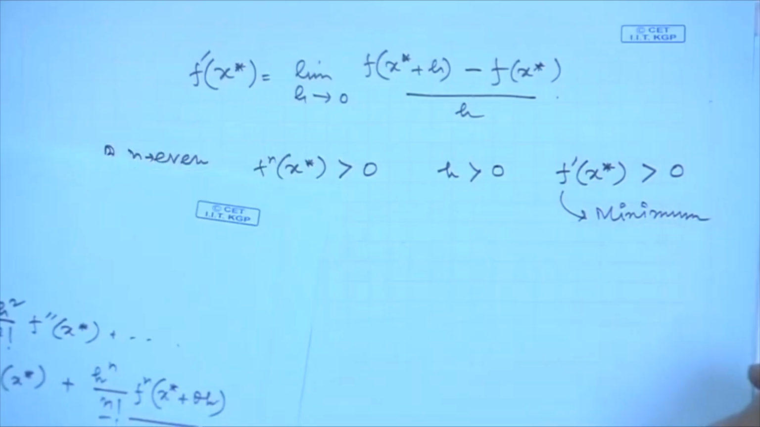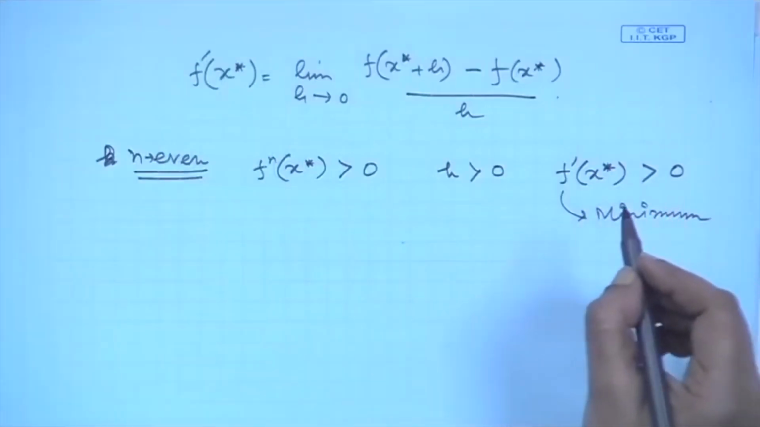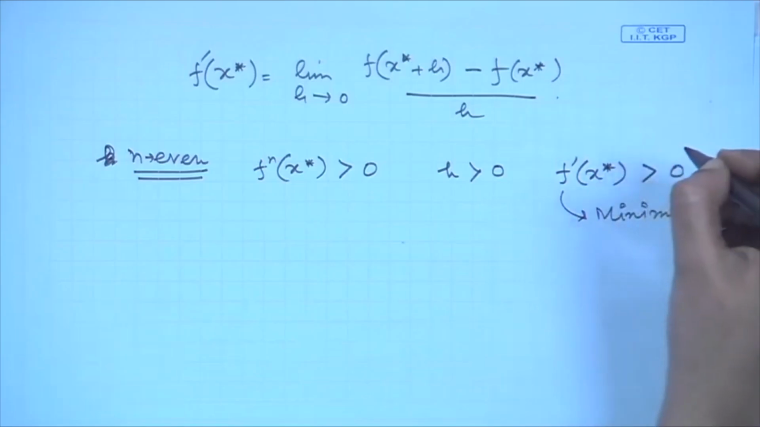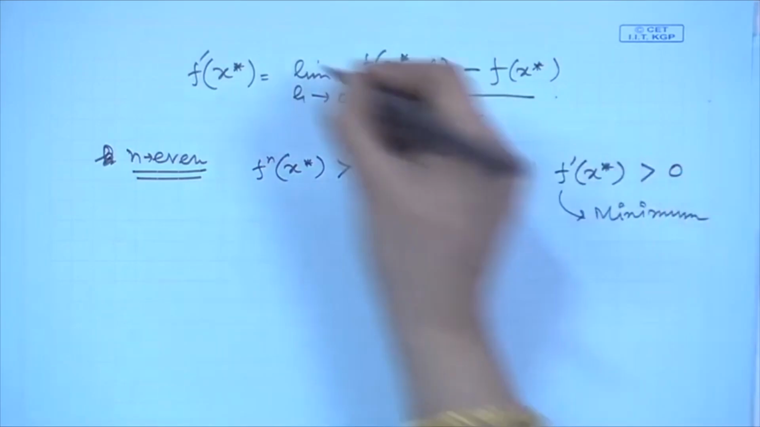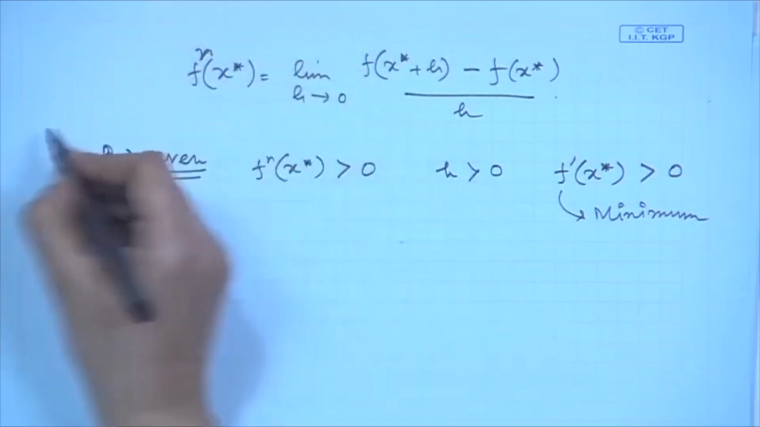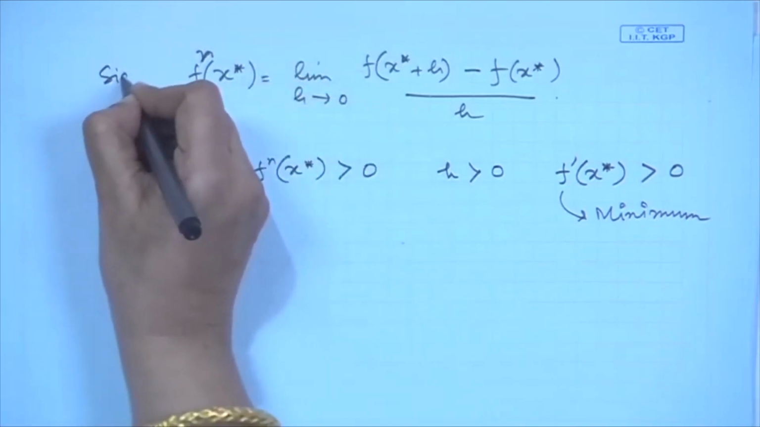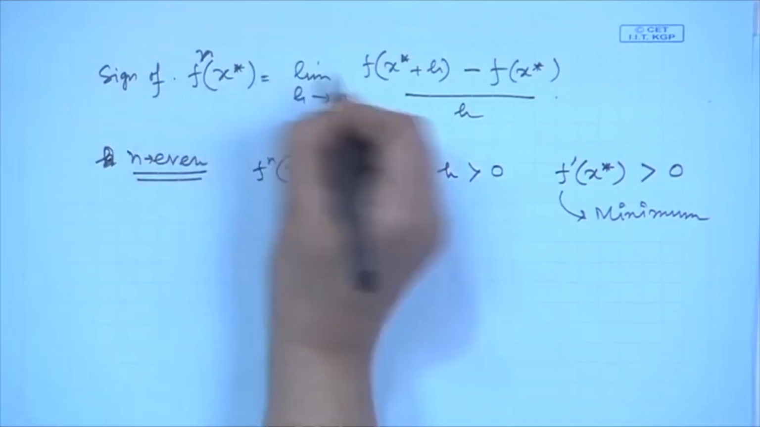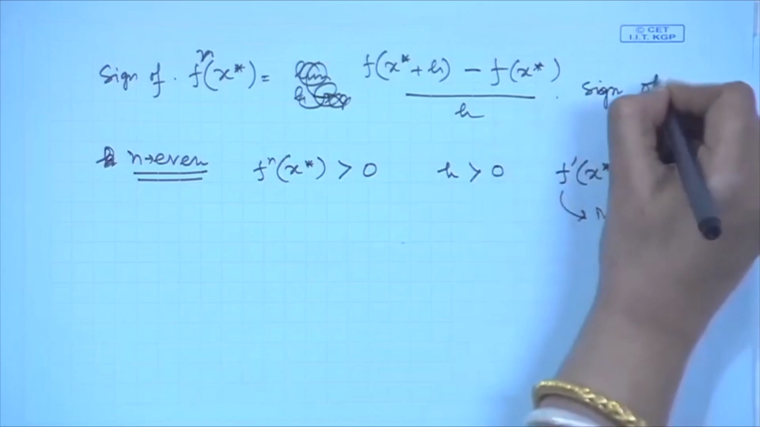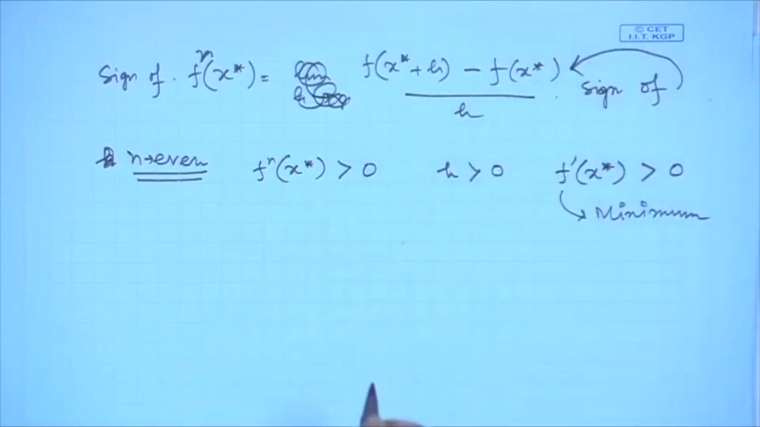because from the necessary condition we have seen that f prime x star must be 0. That is why from that condition we are checking that we are having the minimum. Not really, this is not f prime, we won't consider f prime; the sign of f n x star will depend on the sign of this one.